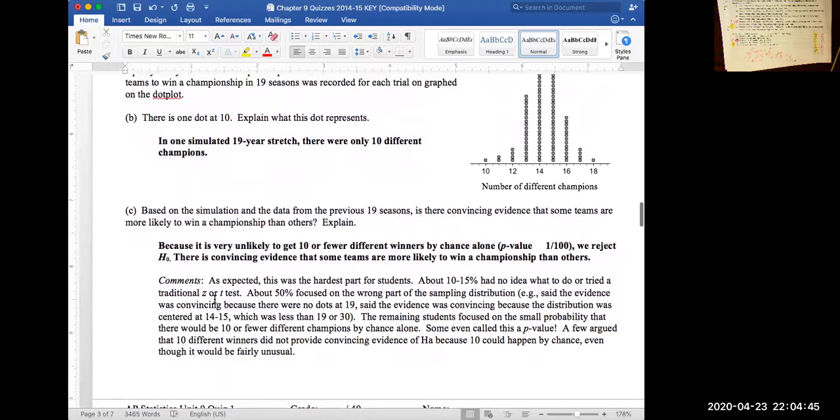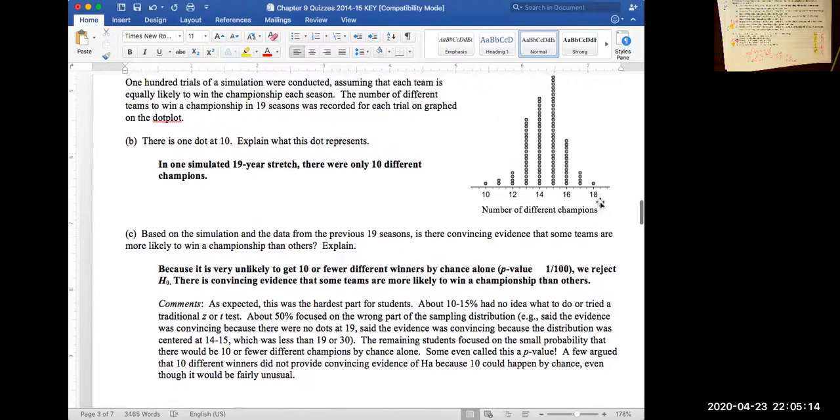This C is really the main reason why I posted this. Finding this locator, there's only one dot right here. Yep, it's 100. We want to figure out what the p-value is. It's 1 out of 100. We reject H naught because the p-value is like 1%. In this case, you don't need the traditional z-test because we're just looking for proportions. The z-test gives us the proportion, but we don't need that because we can just count the dots.